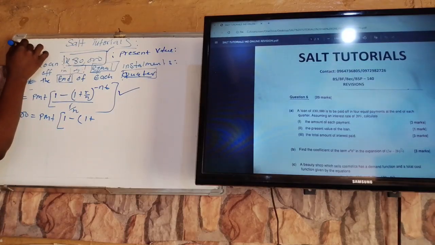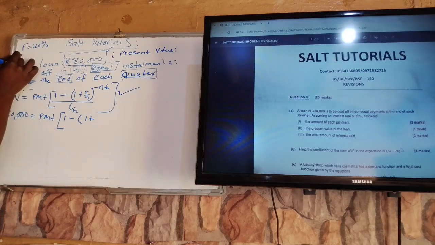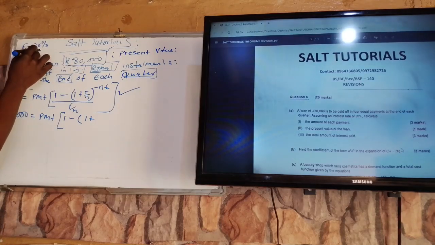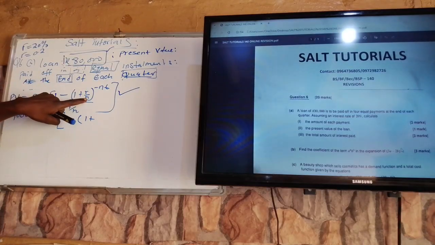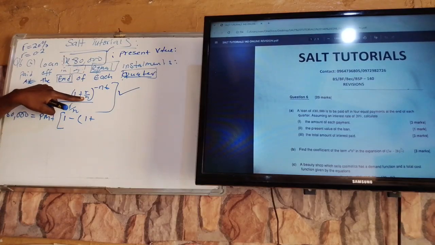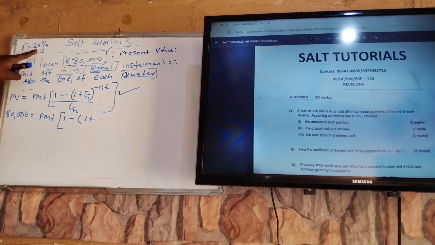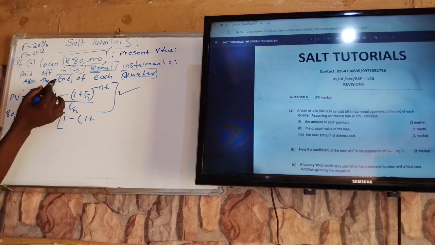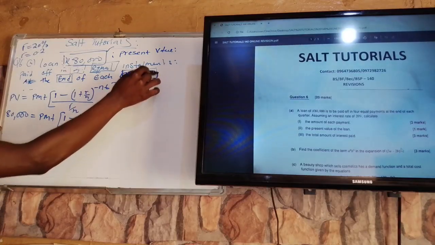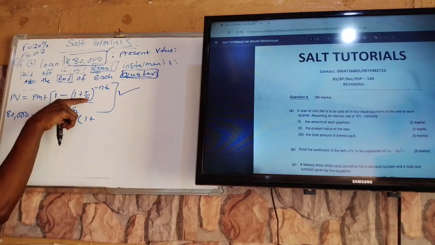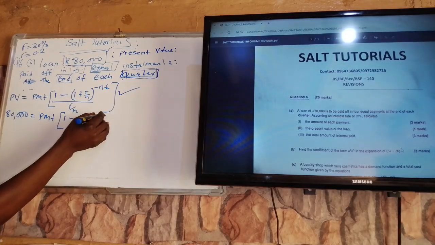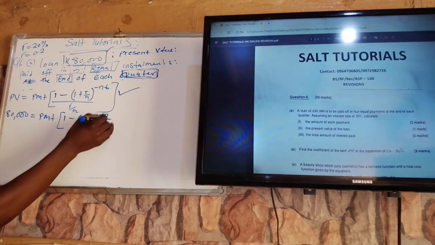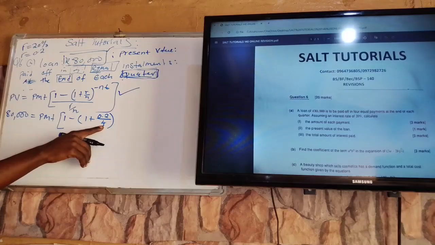So this r is equal to 20%, and this 20% is equal to 0.2. Now we said that n is basically the number of conversions, remember, according to compound interest. So in this case, n is how many times we are compounding in a year. For the fact that we are paying at the end of each quarter, we are bringing in conversions of 4 times in a year. So I'm going to have 0.2 divided by 4 as my conversion because of the quarter.